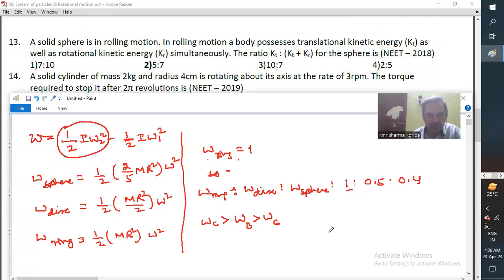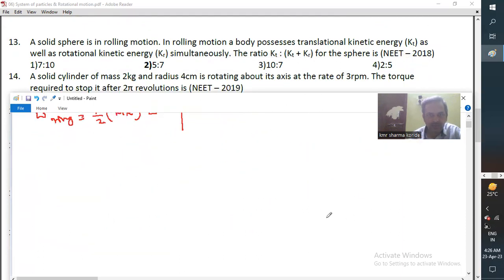This is related to total kinetic energy, because translational and rotational kinetic energy are both involved. Question 13: a solid sphere is in rolling motion. In rolling motion, the body possesses translational kinetic energy as well as rotational kinetic energy simultaneously. The question asks for the ratio of translational kinetic energy to the total of translational and rotational kinetic energy for the sphere.